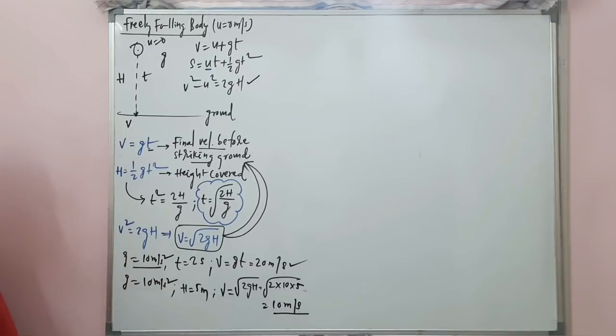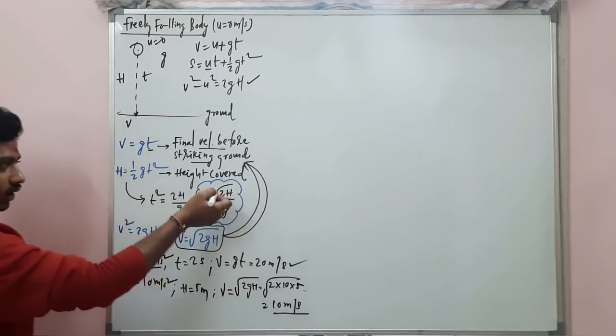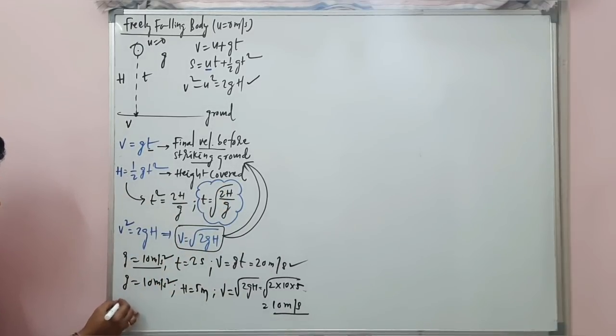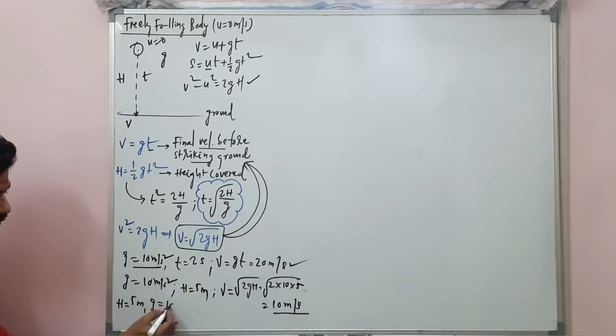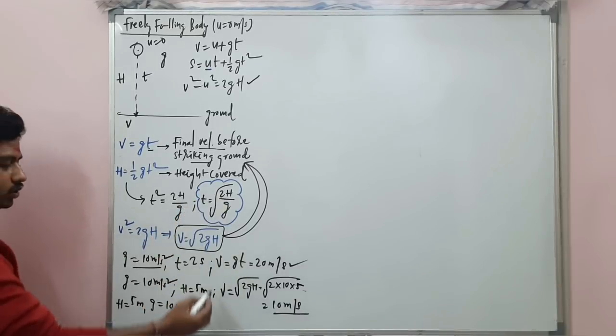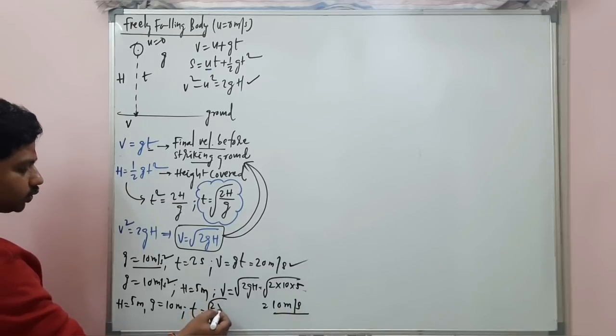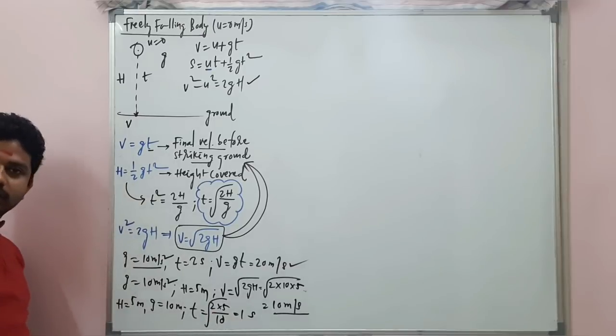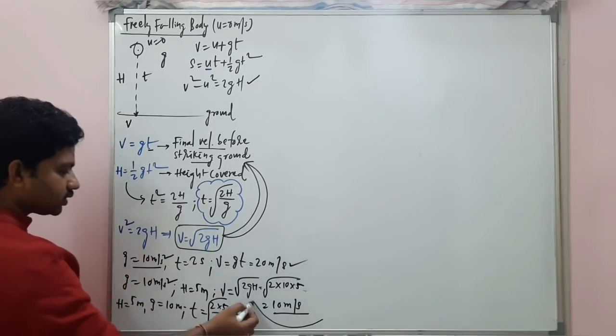Alright? So in this way questions will be asked. Clear? So what is the time taken by the body to reach the ground? This can also be asked. Time taken by the body to reach the ground. Okay, so imagine here only, given h is equal to your same 5 meter. g is equal to 10. So they ask you to find the time taken by the body to reach the ground. So what is that? 2 into h is 5, by 10, which is 1 second. Alright. Clear?